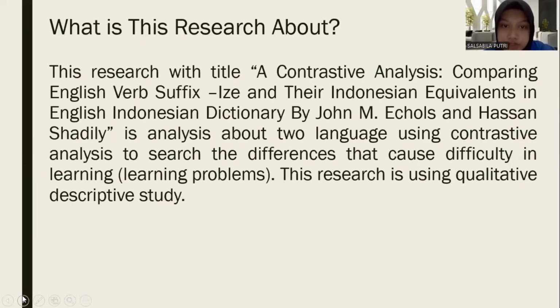What is this research about? This research, with the title Contrastive Analysis Comparing English Verb Suffix -ize and Their Indonesian Equivalent in English Indonesian Dictionary by John M. Eccles and Hasan Sadli, is an analysis of two languages using contrastive analysis to search for the differences that cause difficulty in learning, or learning problems. This research is using a qualitative descriptive study.